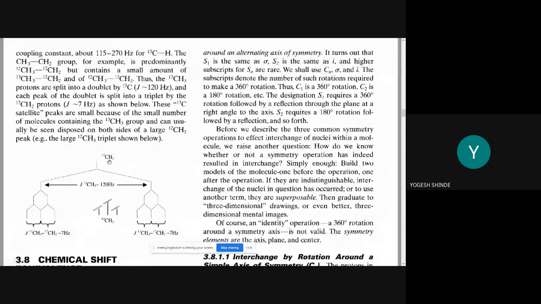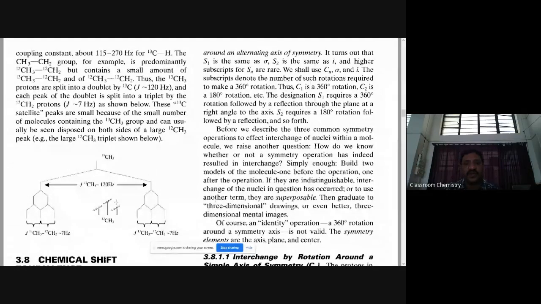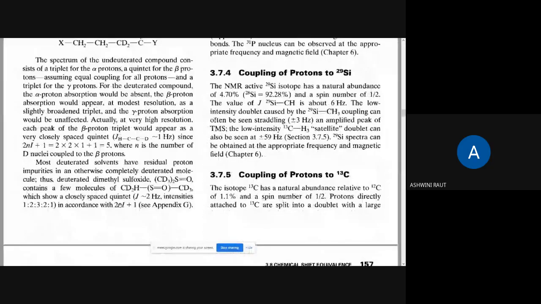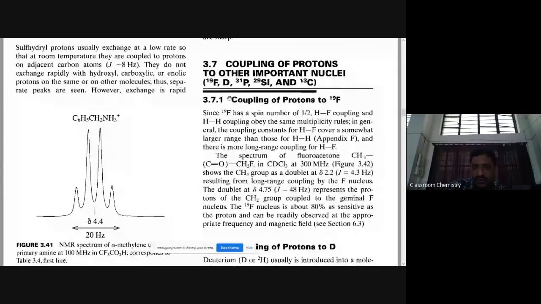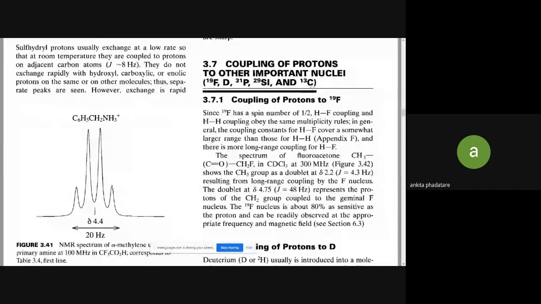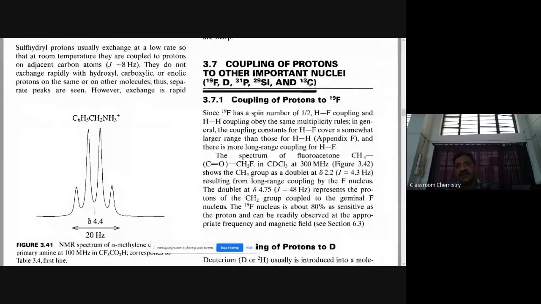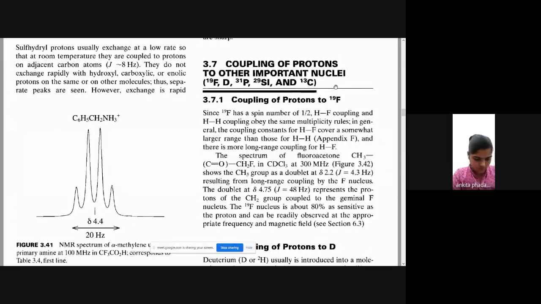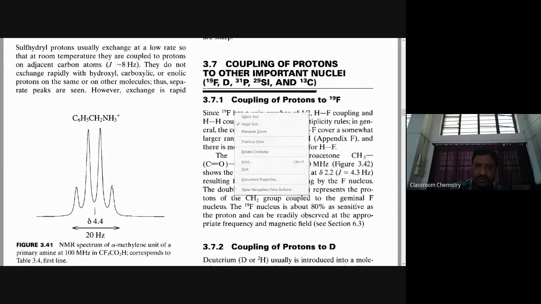Okay, so these are the nuclei: fluorine 19, deuterium, phosphorus 31, silicon 29, and C13. Among these, C13 gives the higher coupling constant value. So all of you understand this coupling of proton with important nuclei. Yes or no?